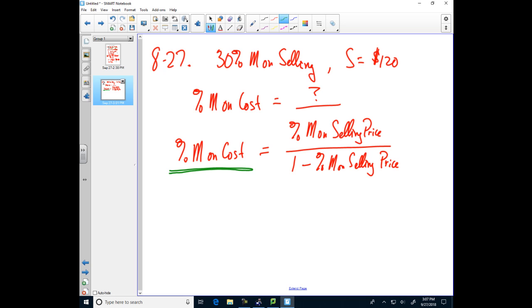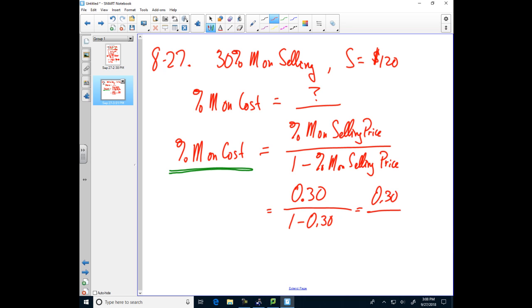So let's plug in our numbers here and see if we can make some sense out of this. Or at least get an answer. Making sense is optional. Percent markup on selling price, we're told that is what? 30%. So that's 0.3. And then in the bottom, we've got 1 minus that. So 1 minus 30%.